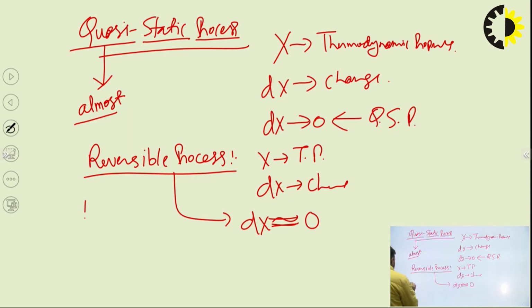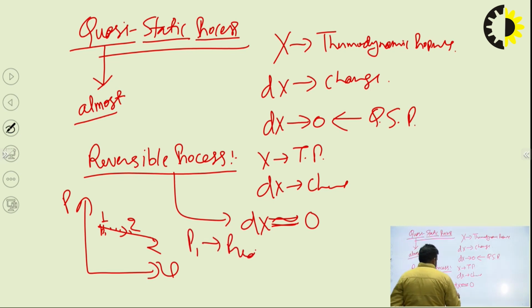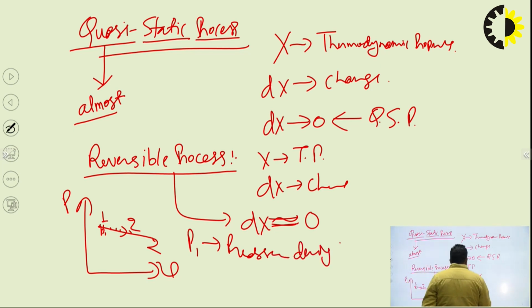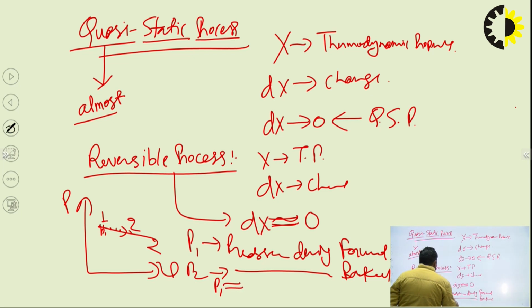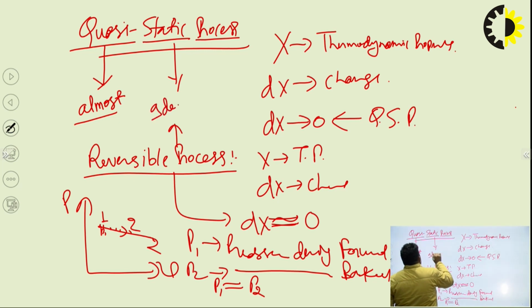Or if we plot a graph between pressure and volume, with this the first state and this the second state, and P1 is the pressure during the forward direction and P2 is the pressure during the backward direction, then P1 must be equal to P2 for the reversible process. These reversible and quasi-static processes are basically ideal processes.